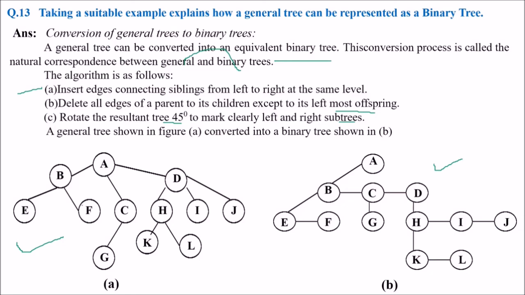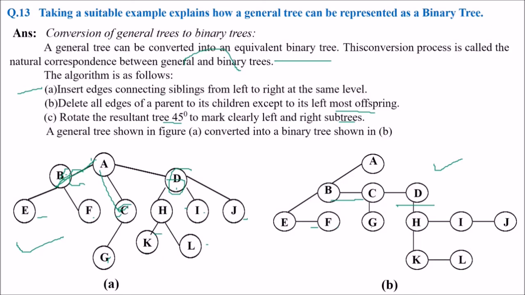What we have done is, we inserted edges connecting the siblings from left to right at the same level. So see, what is on the same level? After A, we have B, C, D on the same level, so we insert the edges connecting siblings from left to right. After that, we have E, F, G, H, I, J at the same level. And then K and L are at the same level.